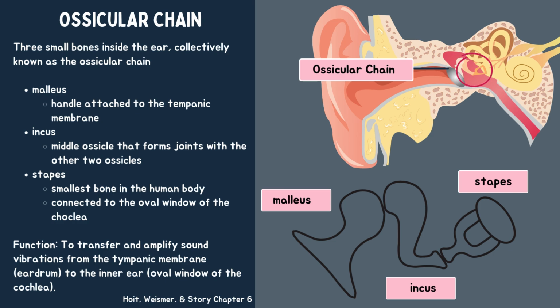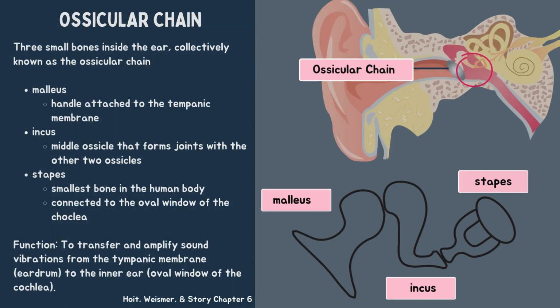On the left-hand side, we have the malleus, which is a handle attached to the tympanic membrane. In the middle, there's the incus, which is the middle ossicle that forms joints with the other two ossicles. And on the right-hand side, we have the stapes, which is the smallest bone in the human body, and it's connected to the oval window of the cochlea. Its function is to transfer and amplify sound vibrations from the tympanic membrane to the inner ear.